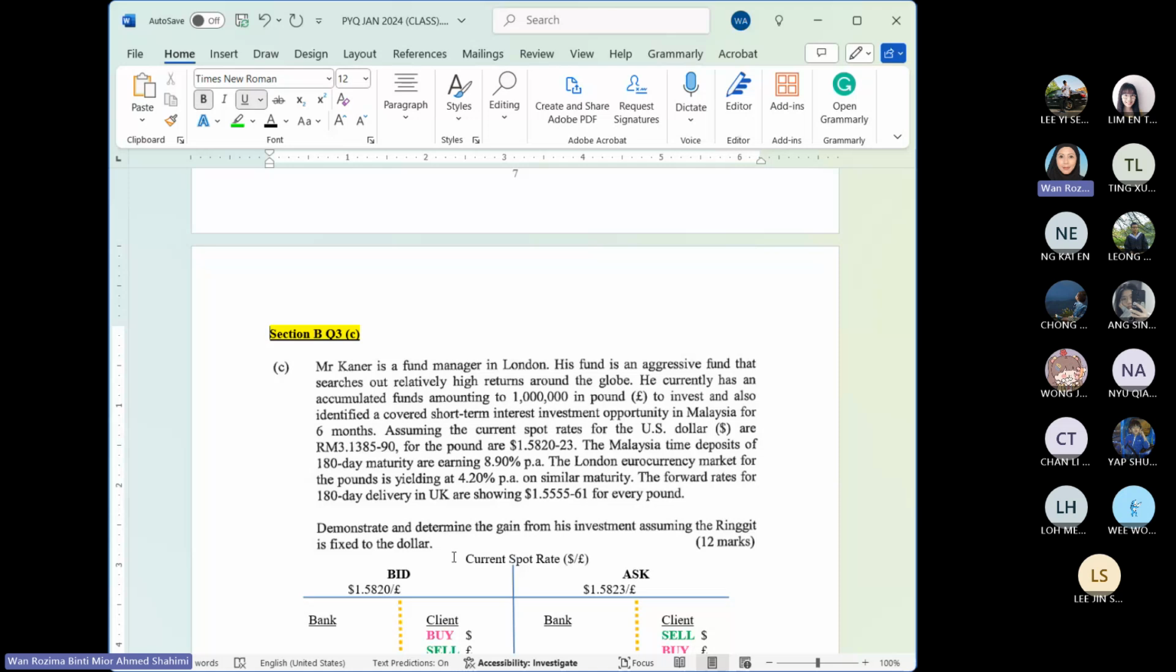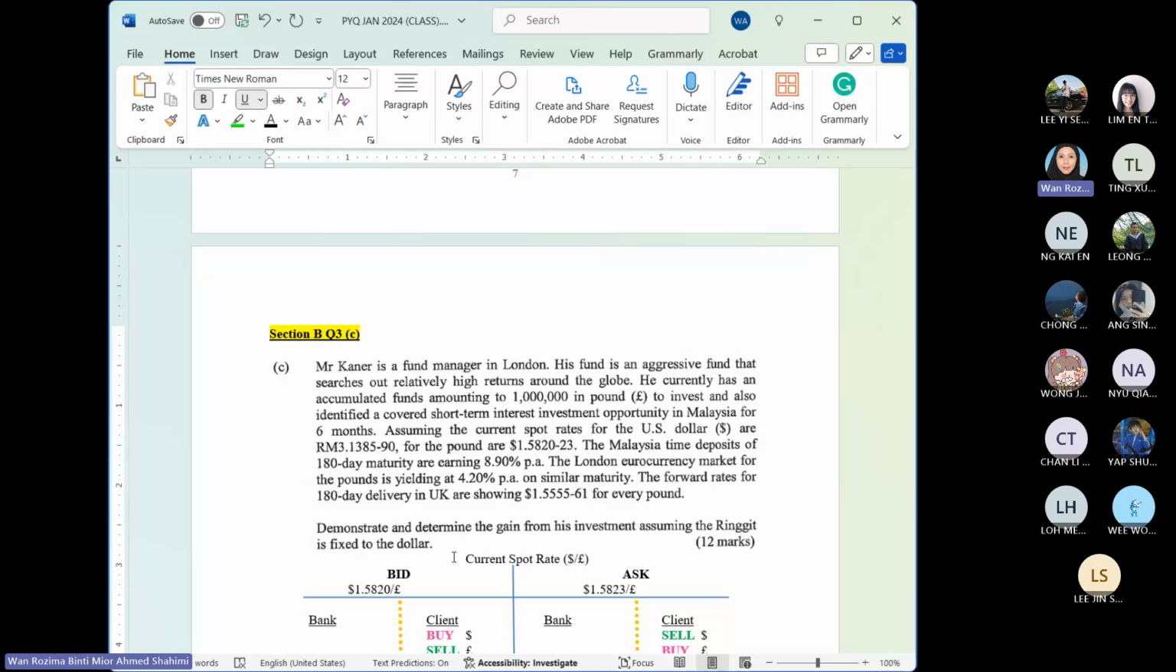Mr. Cranny is a fund manager in London. His fund is an aggressive fund that searches out relatively high returns around the globe. He currently has accumulated funds amounting to £1 million to invest. So this is the home currency, then, line number 3. He also identified a covered short-term interest investment opportunity in Malaysia for 6 months. So the intention here is from British pound to Malaysian ringgit and invest for 6 months.